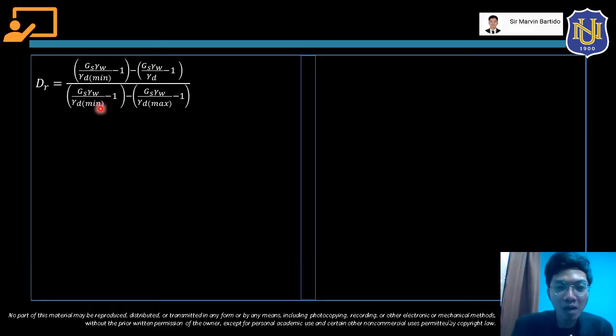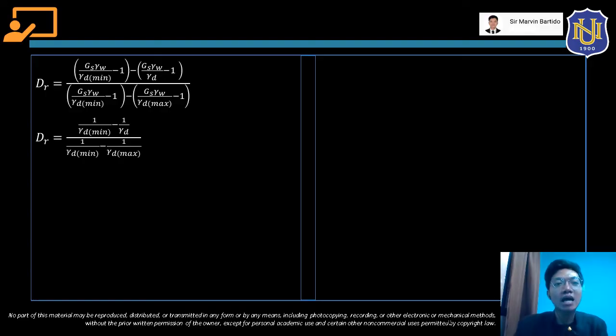And then, after nun makancel class, we can factor out yung G sub S, gamma water, from here at saka here, since parehong present yung G sub S tsaka gamma water sa kanila. So pwede natin silang i-factor out. Ganon din dito class sa baba, pwede nating i-factor out yung G sub S tsaka gamma water since they both have those terms. So kapag na-factor out natin, pwede natin silang makancel. Tama? And yung matitira na lang dito, class, is 1 over gamma dry minimum minus 1 over gamma dry, over 1 over gamma dry minimum minus 1 over gamma dry max.